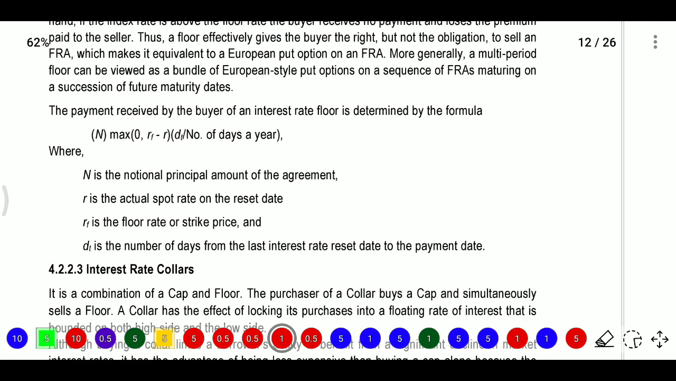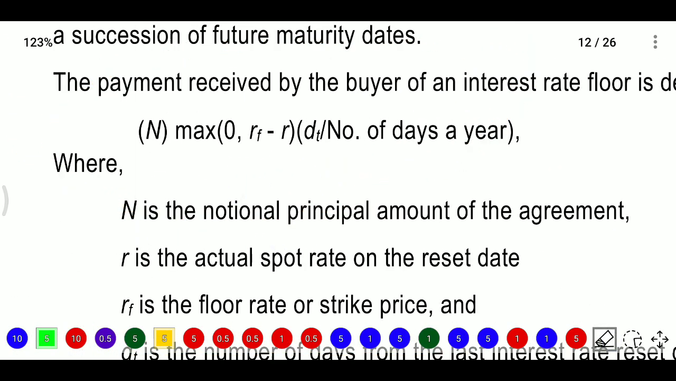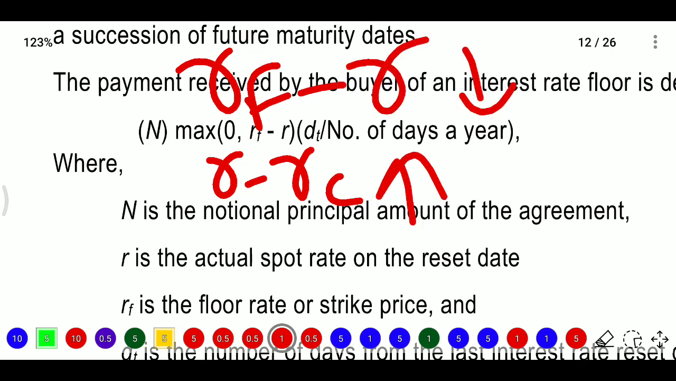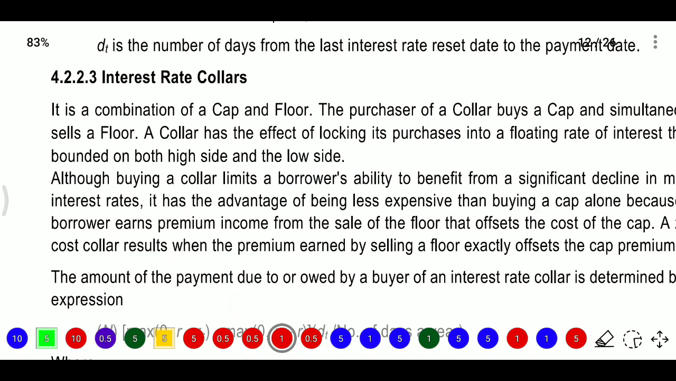The same formula will be considered: N into max(0, rf minus rc) as last time. Now we will see rf minus r. Here is the change, because in the last case we considered r minus rc, now we are considering rf minus r, because here we go with the lower side, there we went with the upper. If the interest rate went up, it is the cap option, because cap means upside, whereas floor means downside, so we consider that.